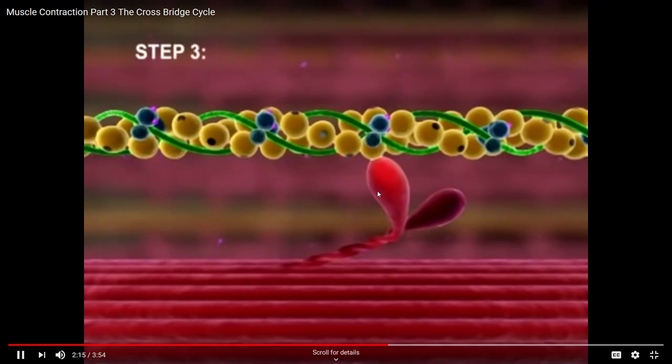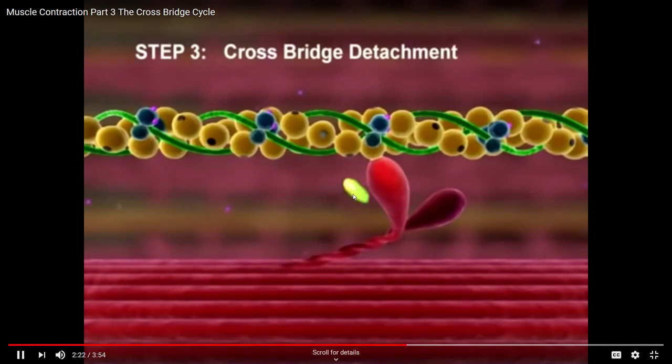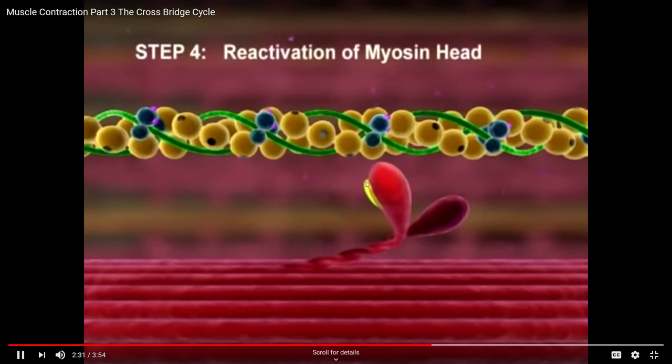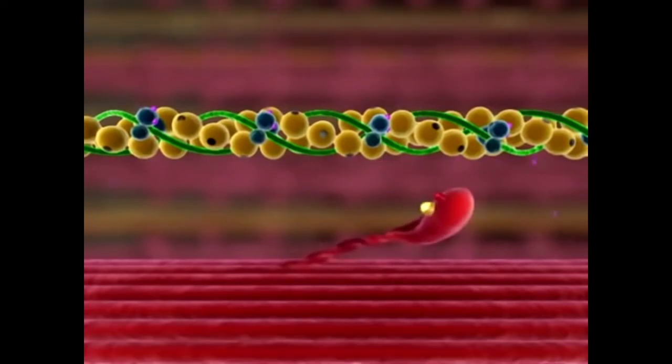Have to break the cross bridge. How do we do that? There's our ATP coming along. That breaks the cross bridge. Hydrolyze the ATP into ADP and inorganic phosphate. Cock it into the high energy position. Now it's ready to go again as long as calcium's still present.